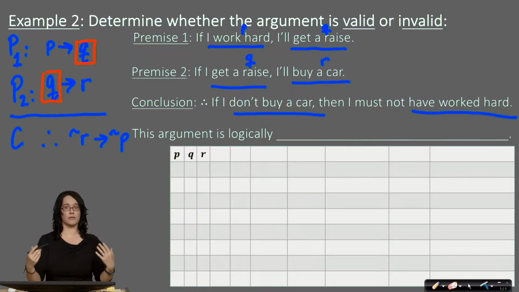What would we expect the conclusion to be here? That's right, if P, then R. So we would expect if P, then R. If it was that, then this is a valid argument, right, as our conclusion.